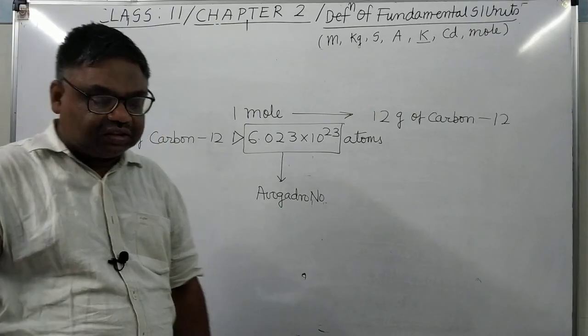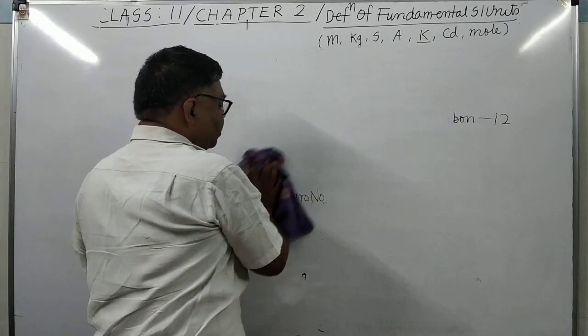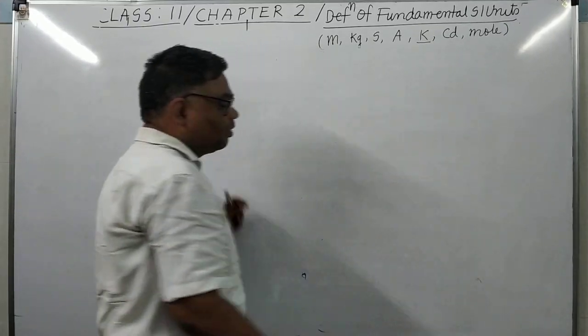Now after this there are 2 supplementary units. They are also part of the fundamental units. That's why they are called the fundamental SI units. One supplementary quantity is angle, and the other is the solid angle.